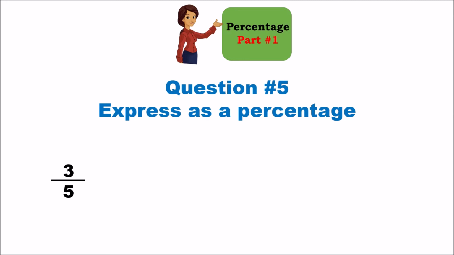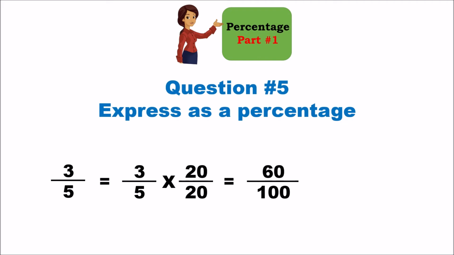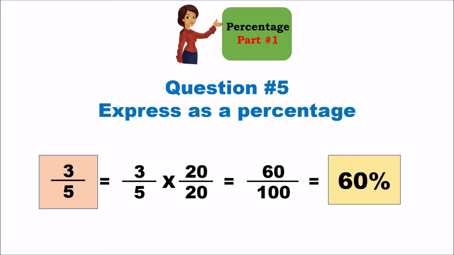3 upon 5. What we'll do is we'll convert that into something that's out of 100 by multiplying the numerator and denominator by 20. So 3 into 20 is 60 and 5 into 20 gives you 100. So we've got 60 out of 100. So we can say now that is 60%. So we can say 3 upon 5 in terms of fraction is 60% in terms of percentage.